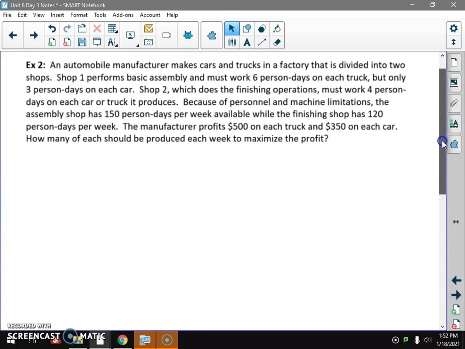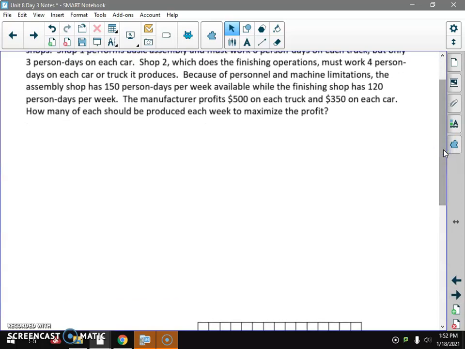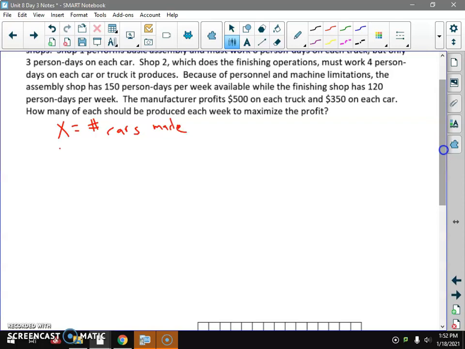So we're about a third of the way through the video. Again, let's see if we can get through 3 questions. X equals the number of cars made, and Y equals the number of trucks.